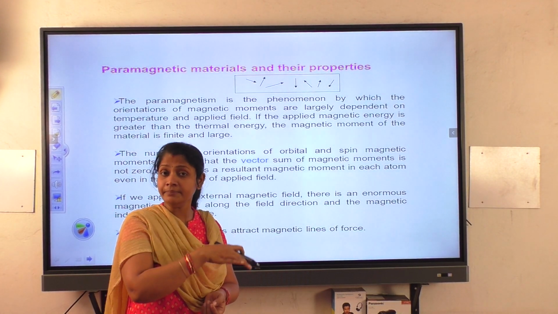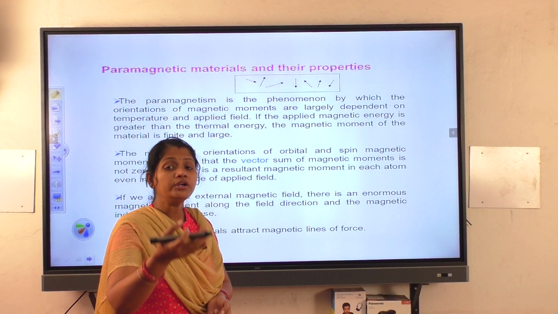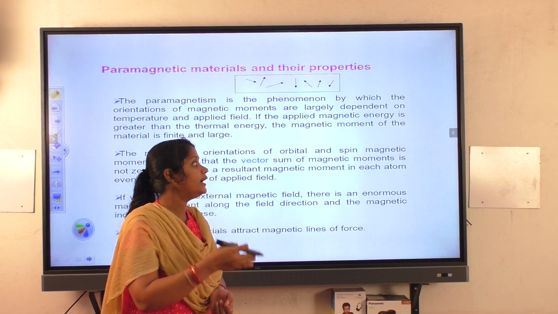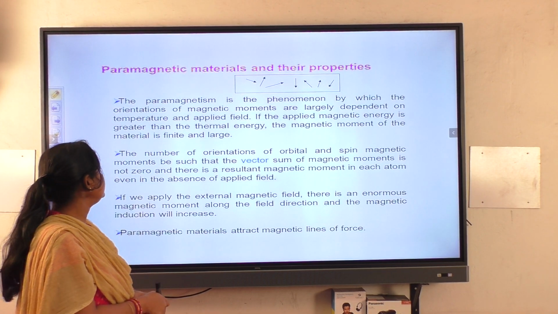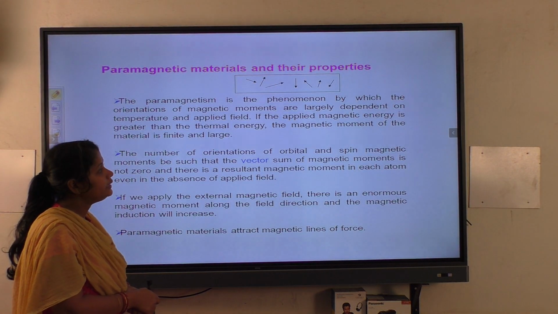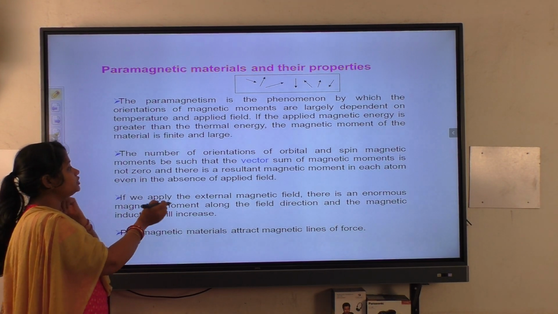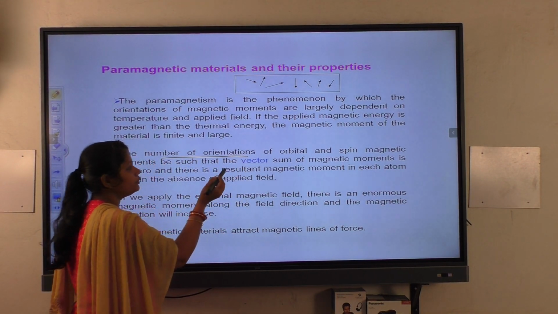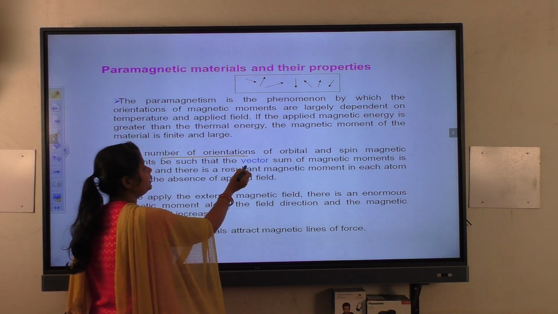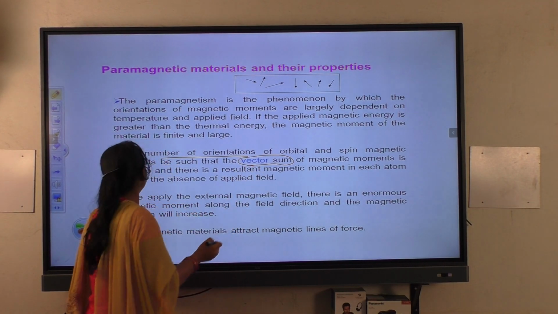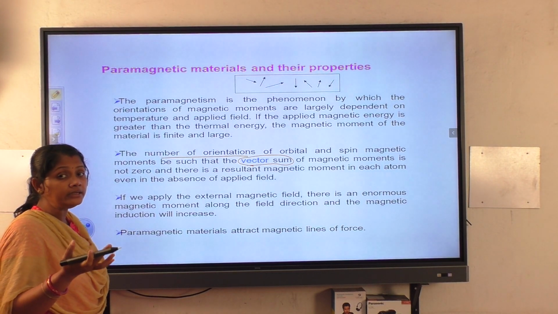But in the case of paramagnetic materials, it obeys the property, or it depends on the temperature and the applied magnetic field. Next, if the applied magnetic field energy is greater than the thermal energy, the magnetic moment of the material is finite and large. Then the number of orientations of orbital and spin magnetic moments is such that the vector sum of the magnetic moment is not zero. But in the case of diamagnetic material, the vector sum of the magnetic moment becomes zero.